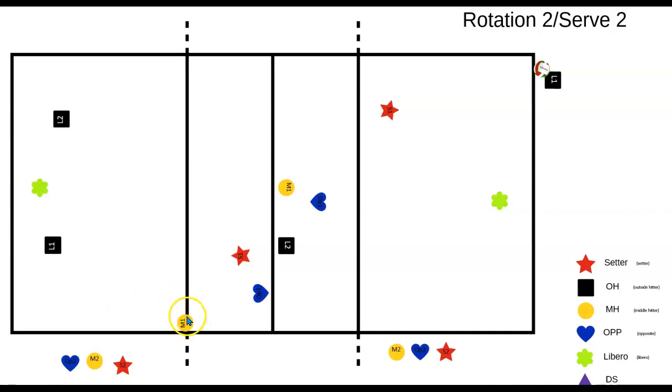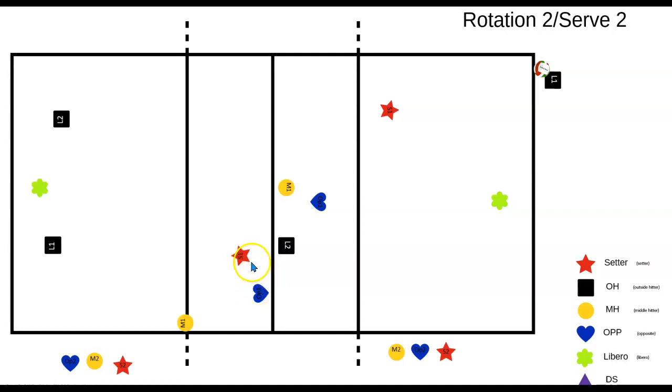Our middle is going to be on the 10-foot line and as far back as she can get to, as far over to the sideline while staying within the court. Our opposite is going to push all the way up to the net. She can go up to middle's feet. However, she cannot cross middle. Our setter is going to push up as close to her setting position as she can.